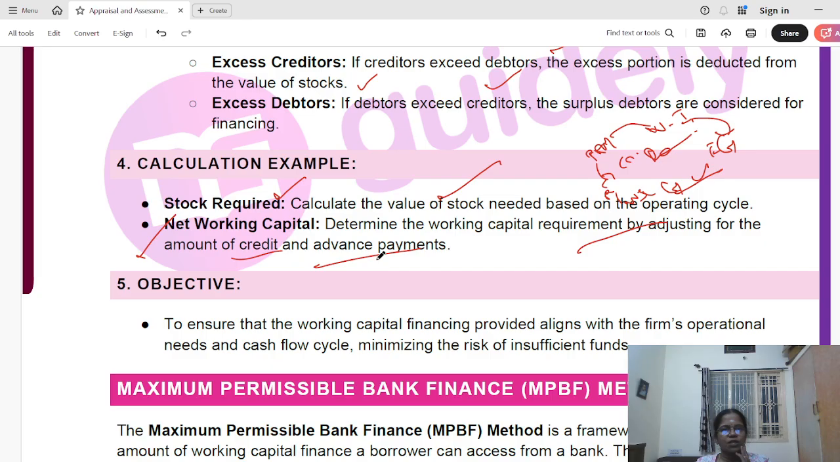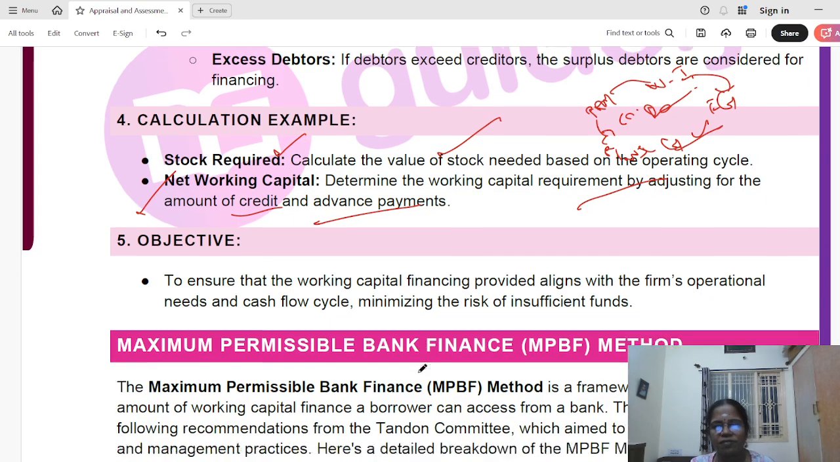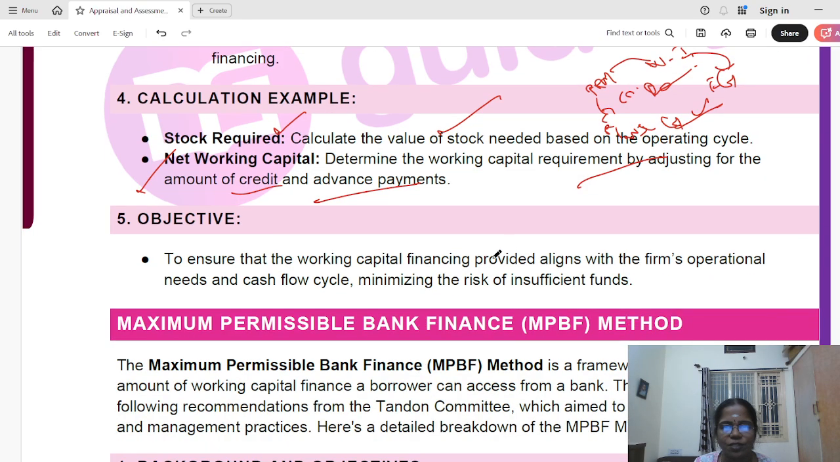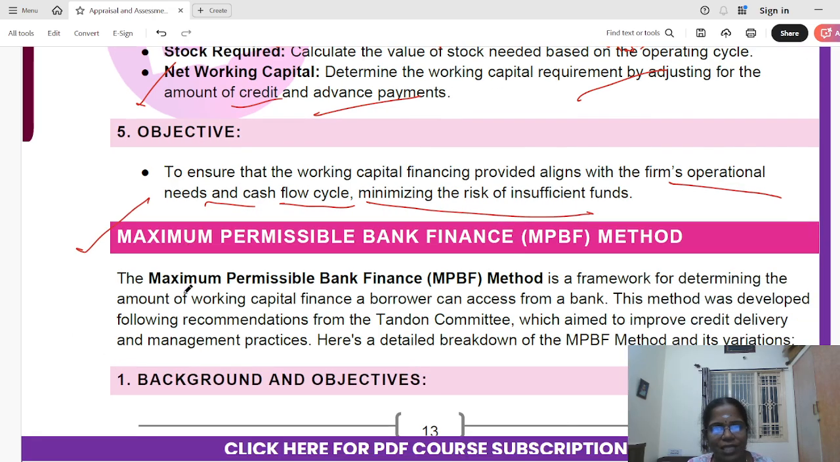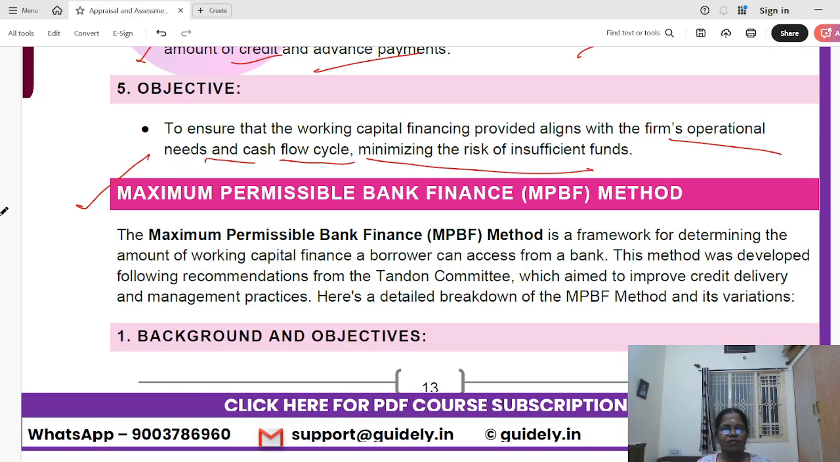So what is the objective? To ensure that the working capital financing provided aligns with the firm's operational needs. The cash flow cycle should be proper, minimizing the risk of insufficient funds. So next we are going to discuss the maximum permissible bank finance method. What is the framework for determining the amount of working capital finance? Before giving working capital finance to the borrower, the bank has a framework, and that has to be followed.